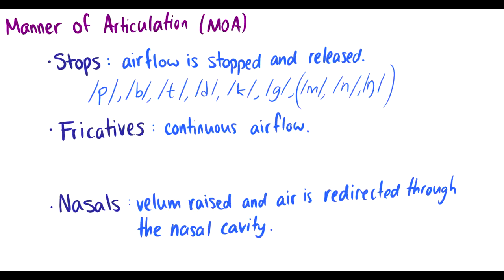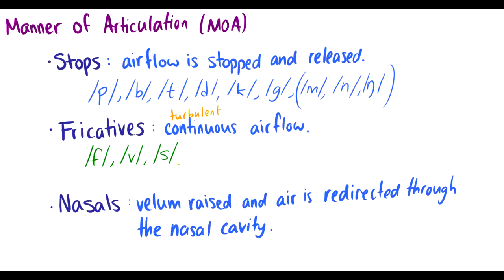Fricatives are sounds like s or f, any sound where there's continuous airflow. Another word we use here is turbulent airflow. I like continuous because it's a little bit more consistent with phonology when we give features to sounds. But again, these are sounds like the f sound in fridge or v in very. We have s as in soup.